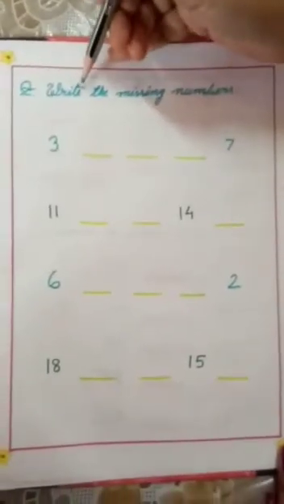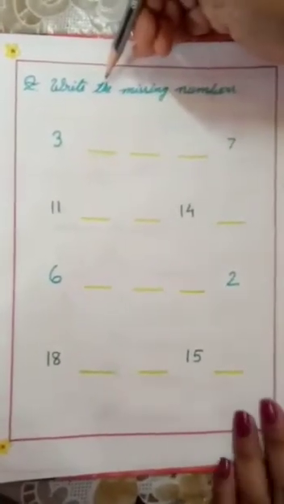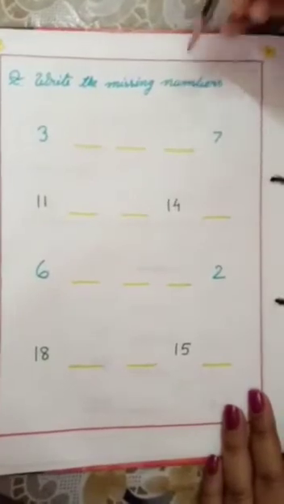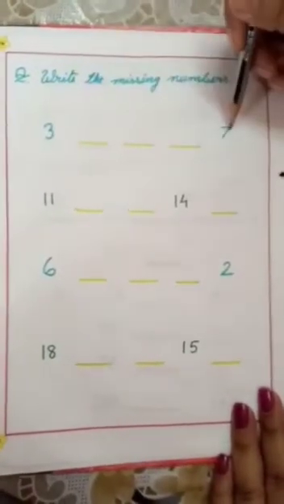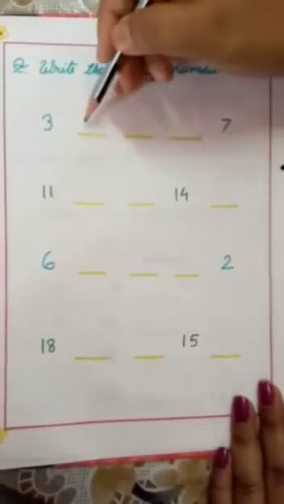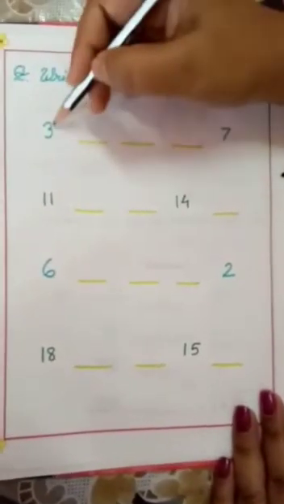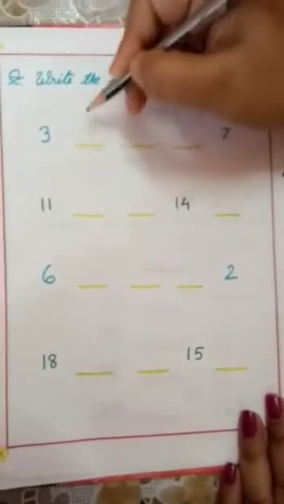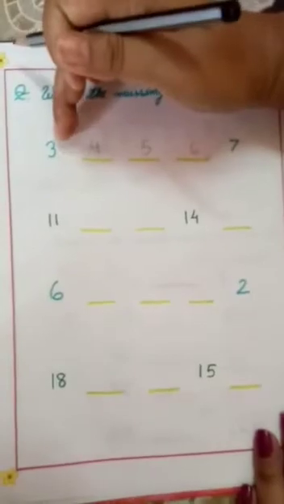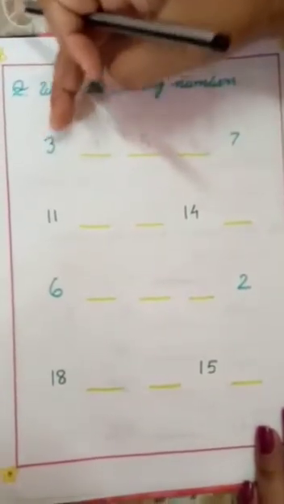And now we will learn about the missing numbers. Okay, so first I have written 3 and last I have written 7. We have to write the in between numbers. So after 3, which number comes? 4. After 4 it comes 5. After 5 comes 6. So we have completed this line. 3 4 5 6 7.